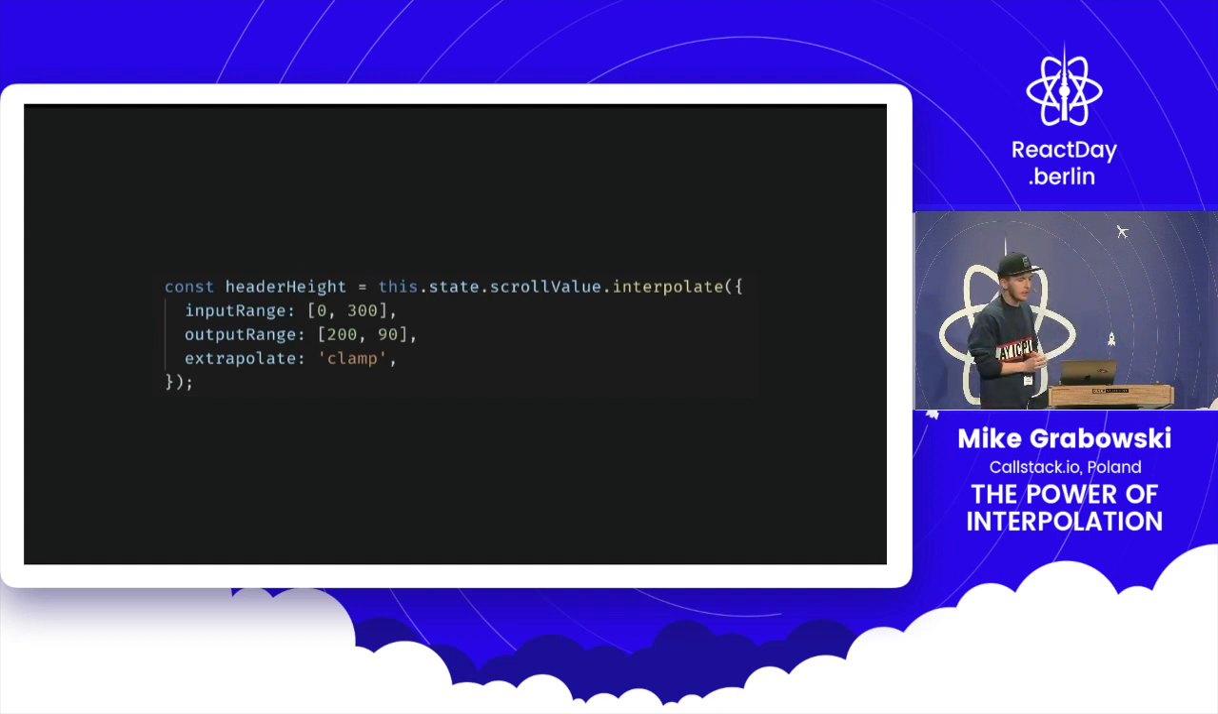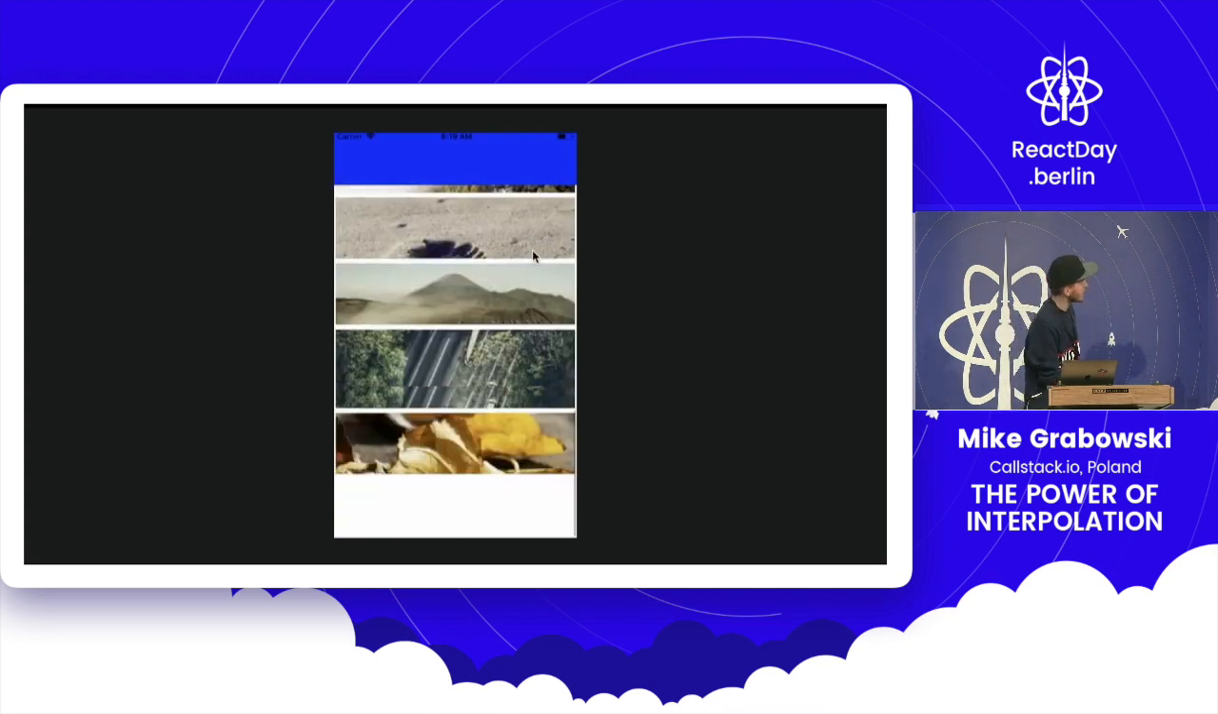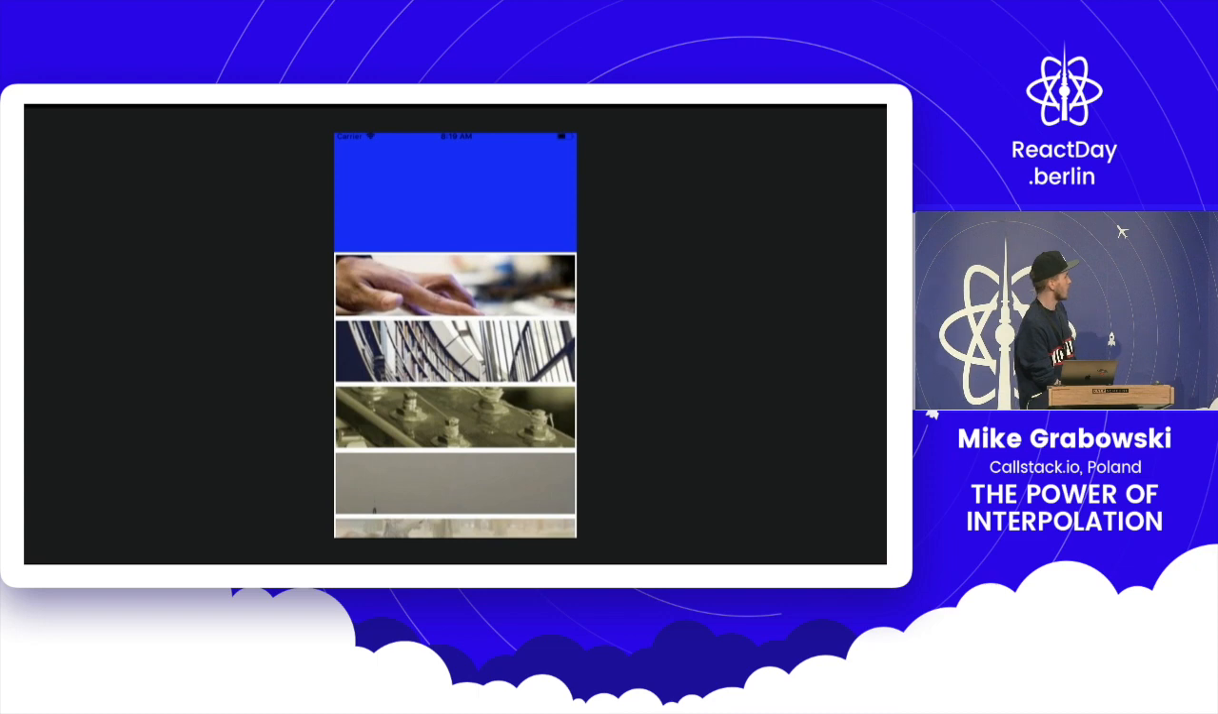And then the last thing that I'm doing here is interpolating the value. I'm saying that for the 0 offset of the scroll, your header should have 200 points. And if the scroll offset is 300, my header height should be 90 points. The extrapolate clamp tells the interpolation that it shouldn't go beyond the boundaries, because if you don't set this and you scroll down, down, down, it will try to make the curve of the animation longer and go on forever as you scroll. And this is how it looks in action.